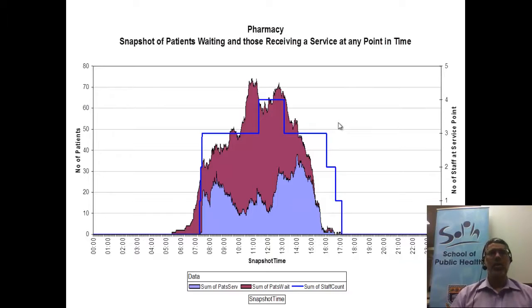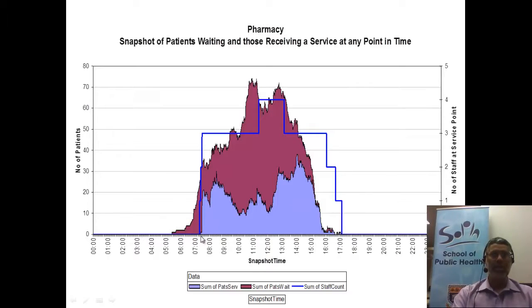Well, so what have you come up with? Or what things can you see on the graph? So you could see mismatch, you could see inefficiency, and you could see flow problems. So was there a mismatch? Yes, indeed. There was a small mismatch in the morning, where patients came before the service point opened.